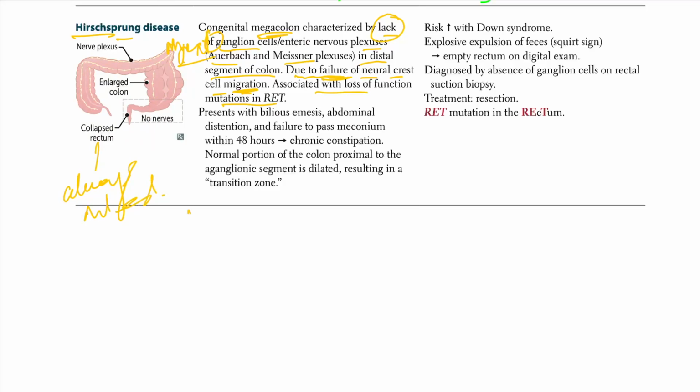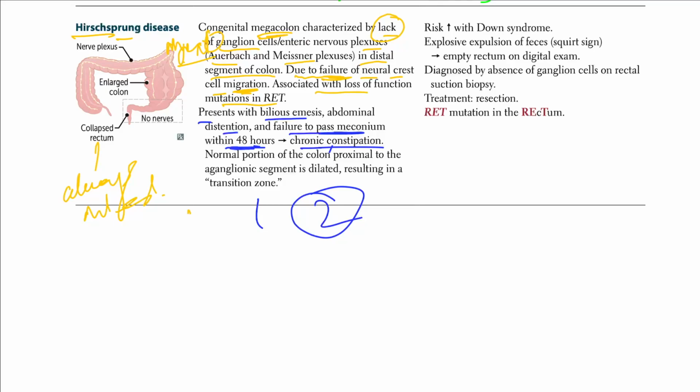So let's talk about its presentation. It presents with bilious emesis, abdominal distension, failure to pass meconium within 48 hours. Yeah, as I said, the rectum is involved, so you cannot pass the meconium. I mean, it takes that much time to pass that meconium, right? Or you are waiting like 1 day, 2 days, you still didn't pass the meconium, right? That's 48 hours, which leads to chronic constipation.